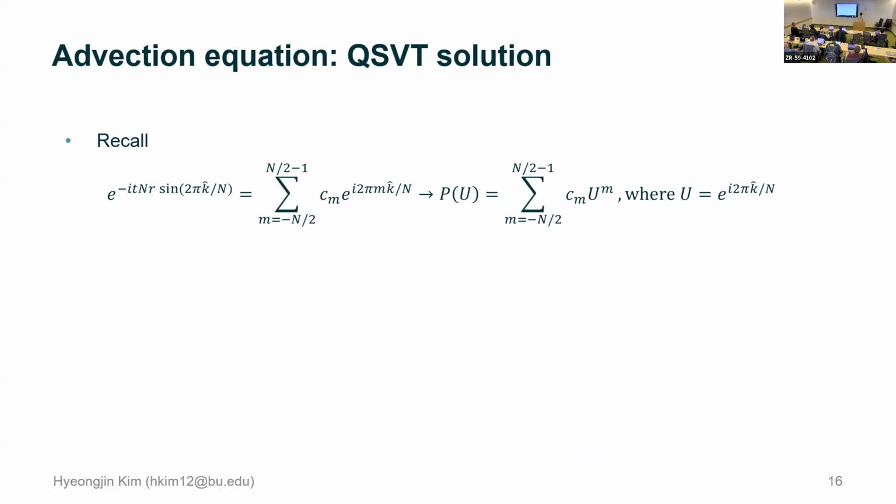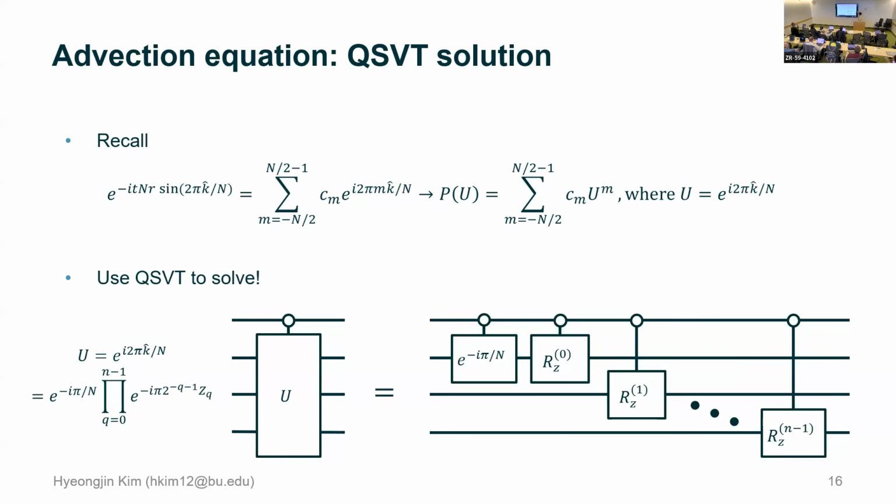Basically, what that means is we had this exponential operator we want to solve. We use the Fourier transform to represent it as a series sum. Then we use QSVT to put it in this form, where you're doing a polynomial transform of this unitary operator U, where U is just e to the i 2 pi k over n. In circuit form, this looks something like this.